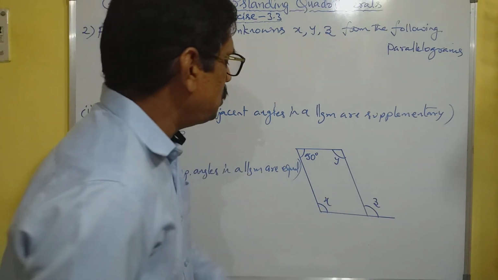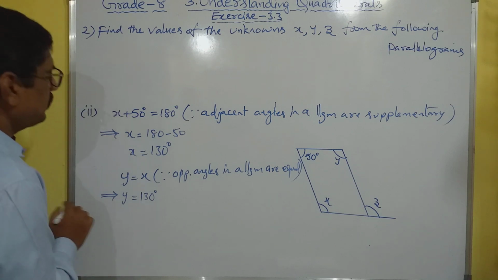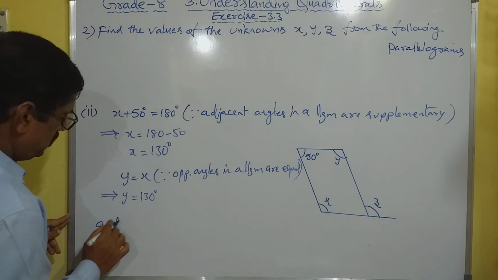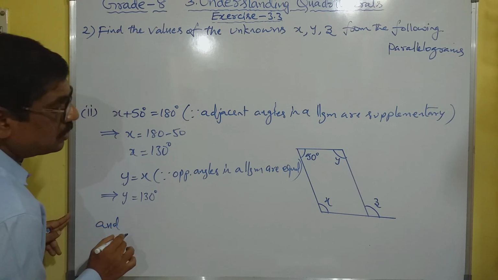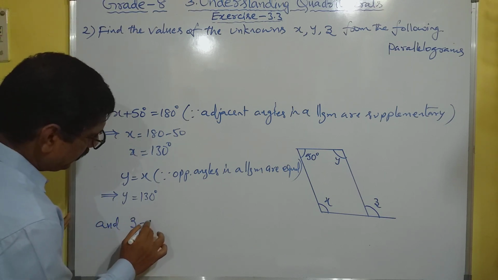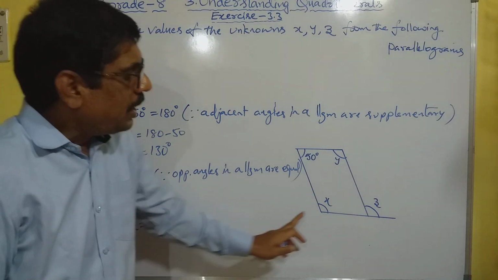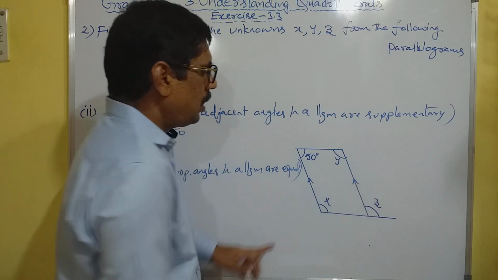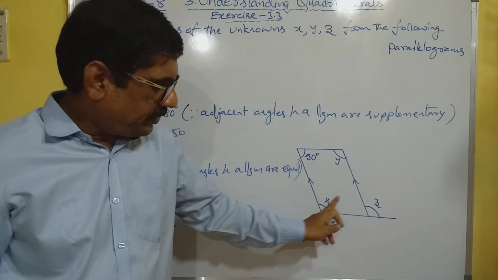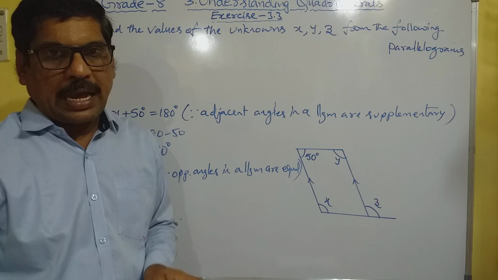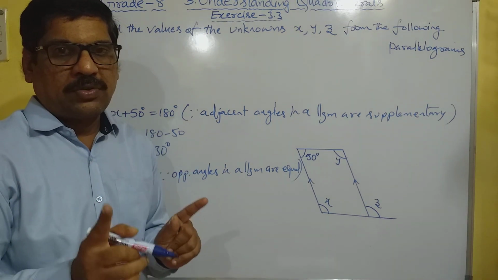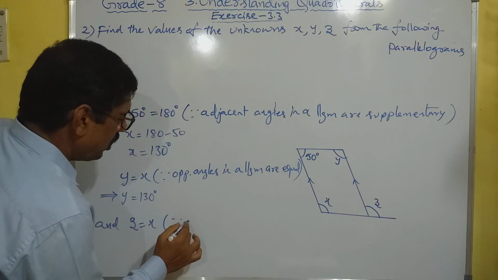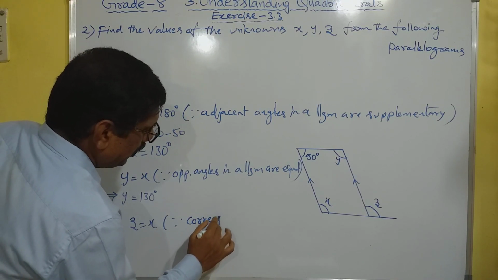Now how will you find the z value? Look at this, z is equal to x. Why? Because they are corresponding angles. This is a parallelogram, so these two lines are parallel, and this is a transversal. X and z are corresponding angles. You learnt the corresponding angles concept in the earlier class. So x and z are equal since they are corresponding angles.